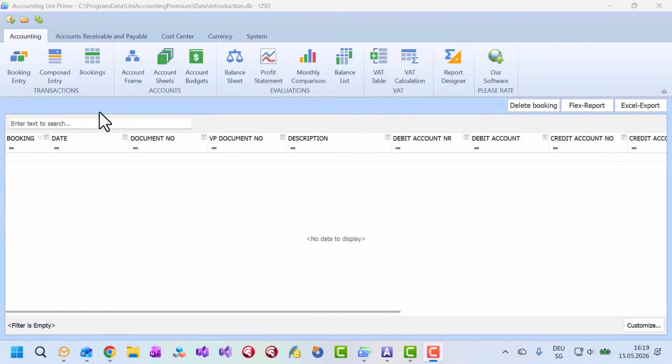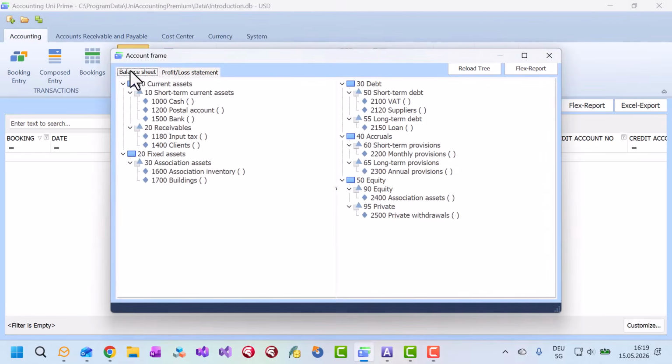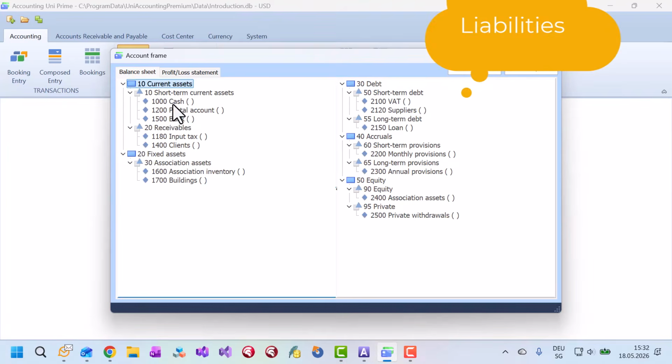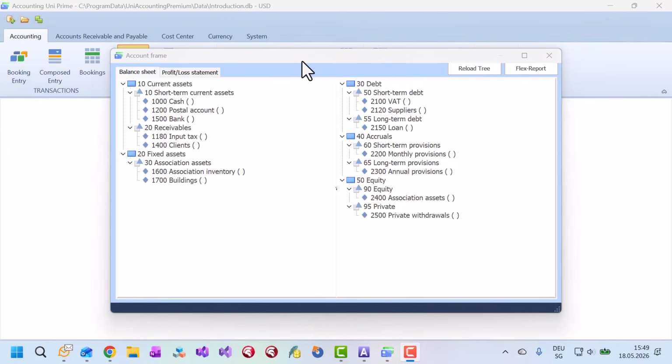Now we can look at the details of the account frame. First, we look at the balance sheet. On the left are the assets, and on the right are the liabilities, meaning the assets owned and how they are financed. Assets are grouped into current assets, such as bank assets, and fixed assets, such as buildings. Within the current assets, there is a subcategory of short-term current assets, which includes liquid and bank money, as well as the receivables category. This includes money owed to us by our customers, for example. Taxes are covered in our advanced courses.